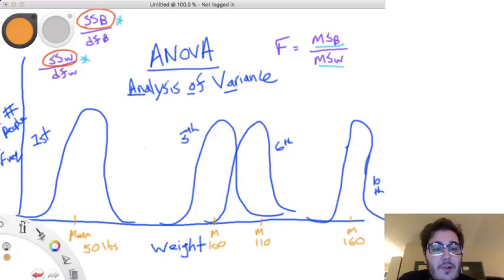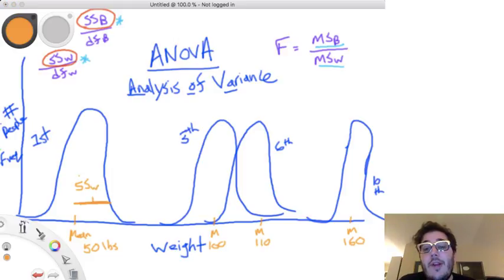Now, each grade is going to have some variance, right? Something that we call the standard deviation. Some level of spread. So like not every first grader weighs 50 pounds. Some might be 40, some might be 55, some might be exactly 50. It varies, right? And that number, the average distance from any given point within a group to the mean, is designated as the sums of squares within.